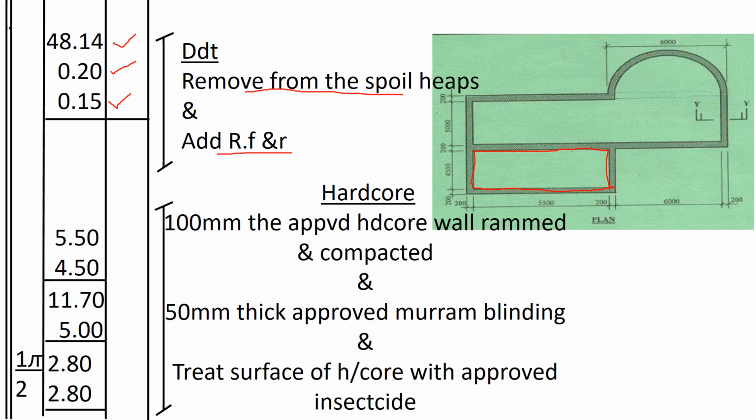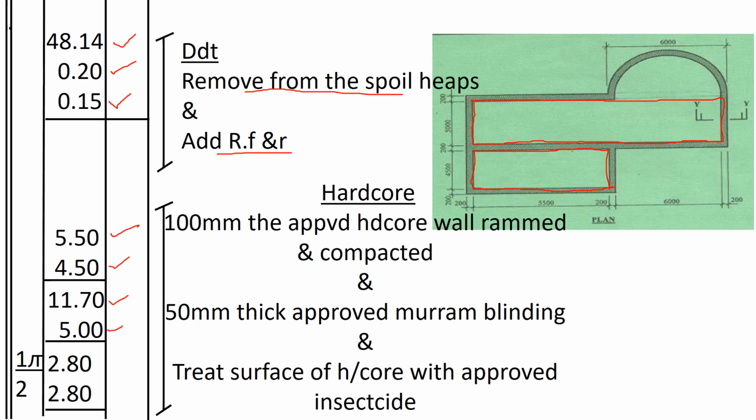Then we go to the bigger rectangle, where the width is 5,500 and the length is 5,500 plus 200 plus 6,000. So that one will give us 11.70. The width is 5,000. This one we had said the length is 5.5, the width is 4.5.